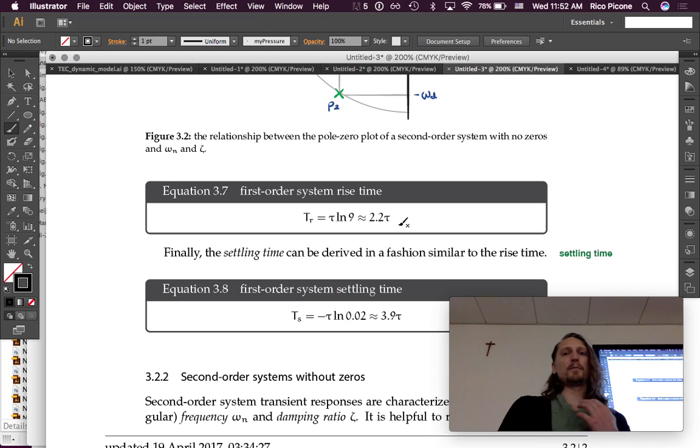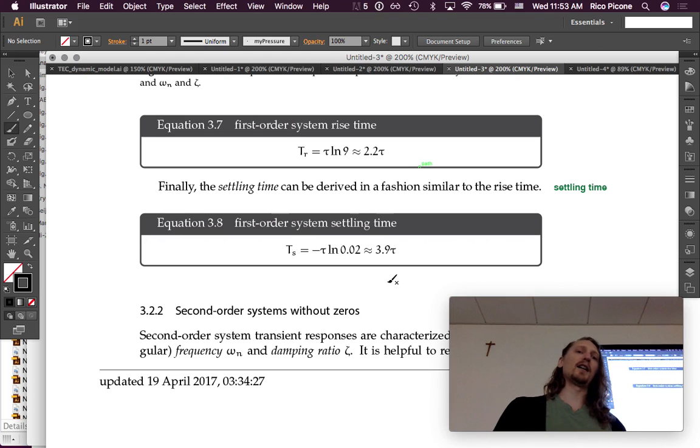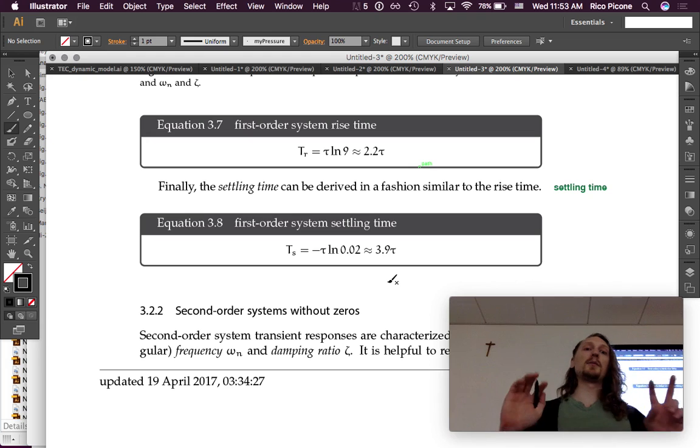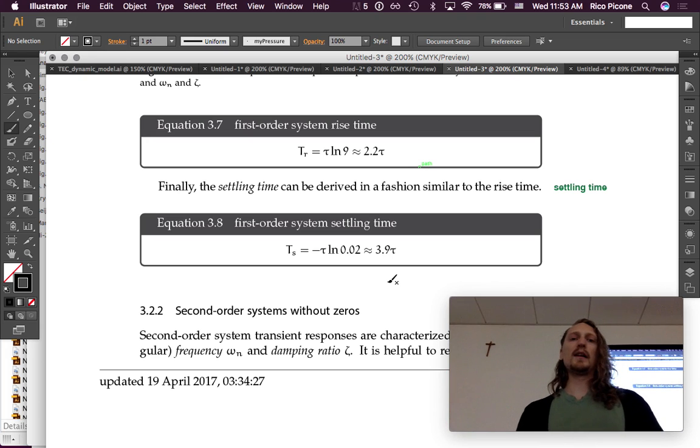The settling time can be derived in a similar fashion, and we get that the settling time is negative tau times natural log of 0.02, with 0.02 because of 2% as our band, plus or minus 2%. It turns out that's about 3.9 time constants. Sometimes we'll just use 4 time constants, but that's the settling time for a first order system. So we've been able to express the relationship between the settling time, the rise time and the time constant, which is going to be very useful when we start doing system design.